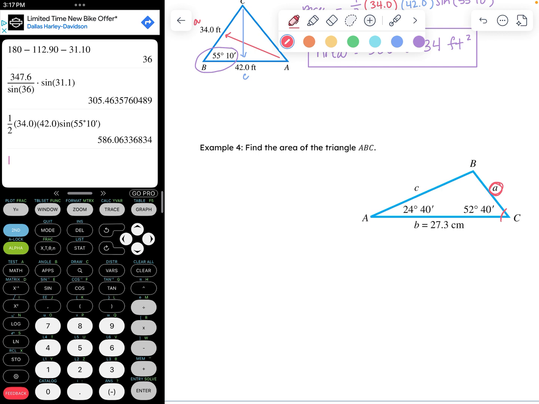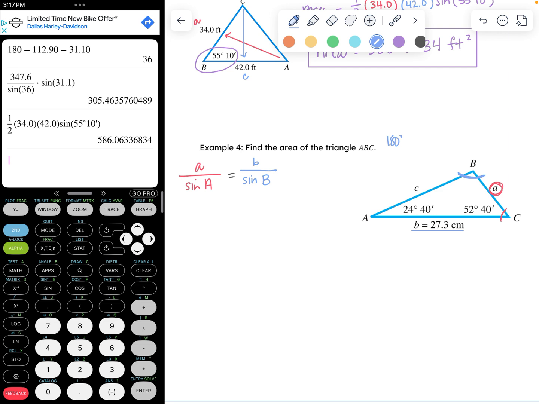When I'm looking at this, that means I'm going to have A over the sine of angle A. But when I'm trying to figure out what I need to set that equal to, the only side length that I have is side B. So it's going to have to be equal to B over the sine of B. But the problem is, I don't know what angle B is. There's a really easy way to find that though.